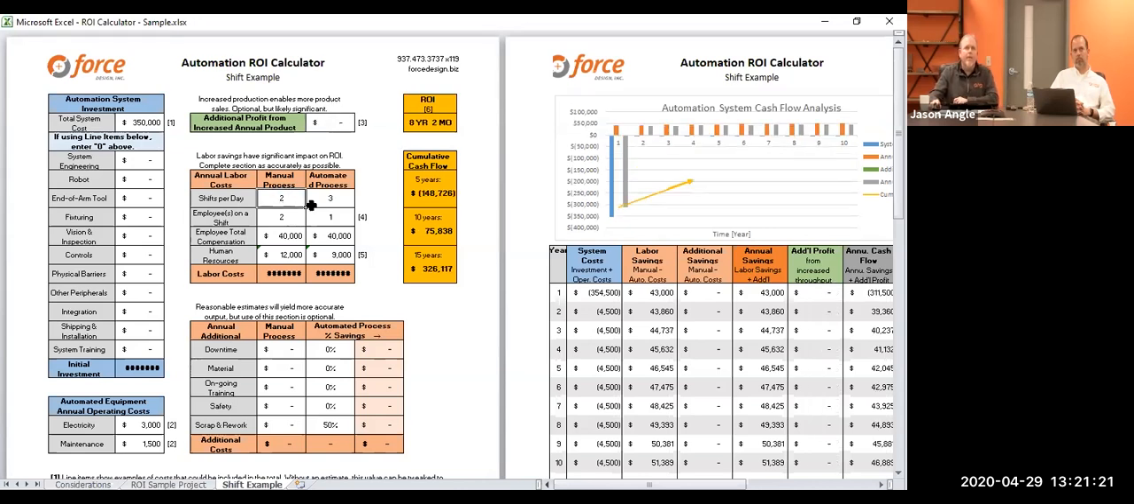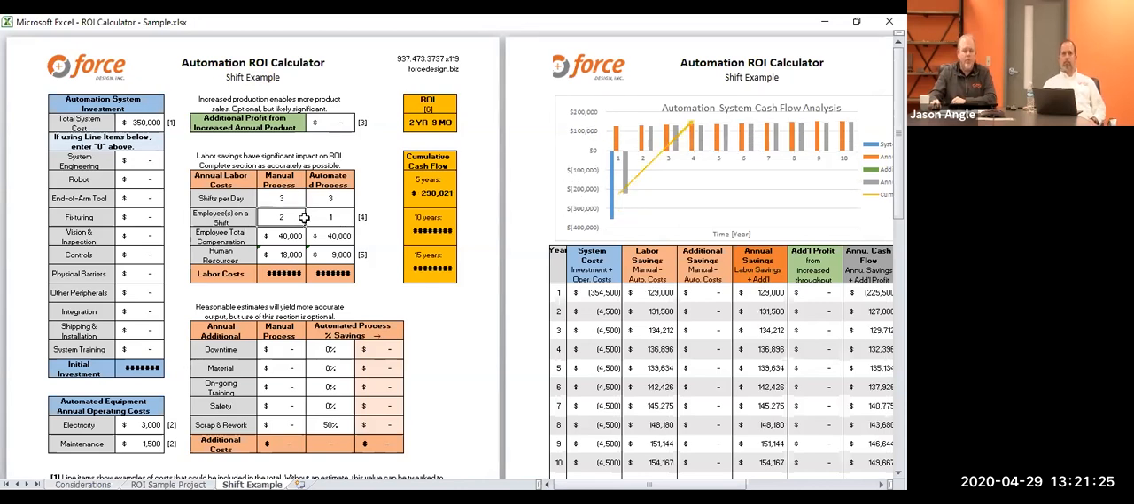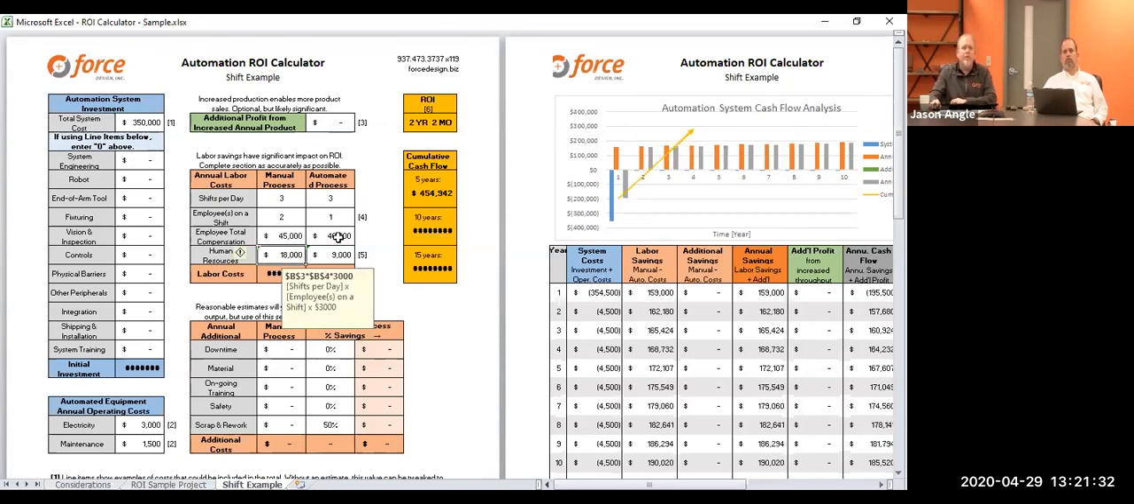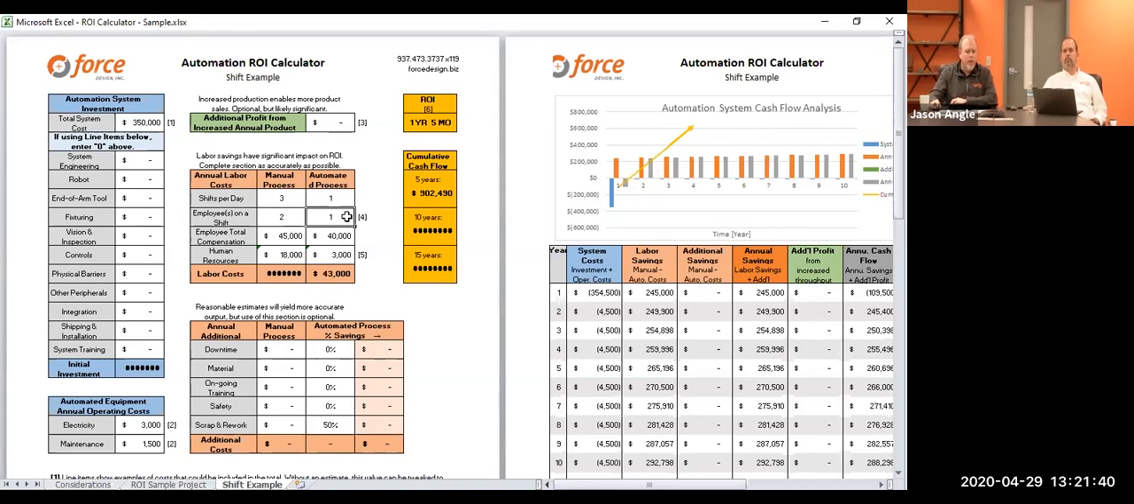Employees on a shift, we're going to be at 2. And this facility pays a little better. They're at $45,000 for employee compensation. For the automated process, we're going to drop down to 1 shift.